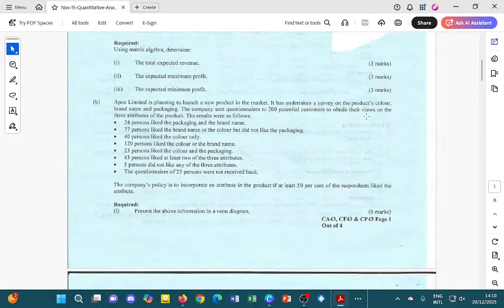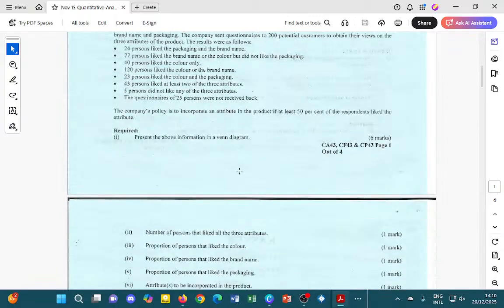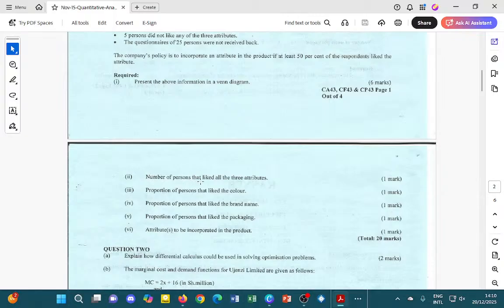That should fetch 6 marks. Part 2, number of persons that liked all the three attributes. 3, proportion of persons that like the color. 4 is proportion of persons that like the brand name. And 5 is the proportion of persons that liked the packaging. And 6 is attributes to be incorporated in the product, given the company's policy or criterion.